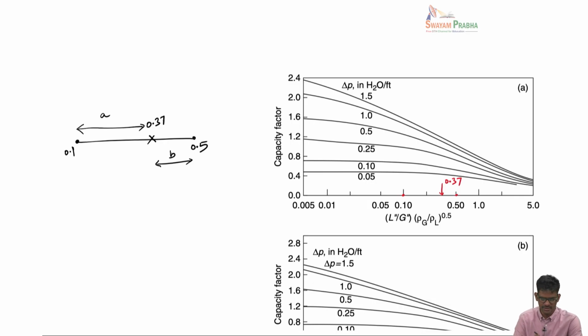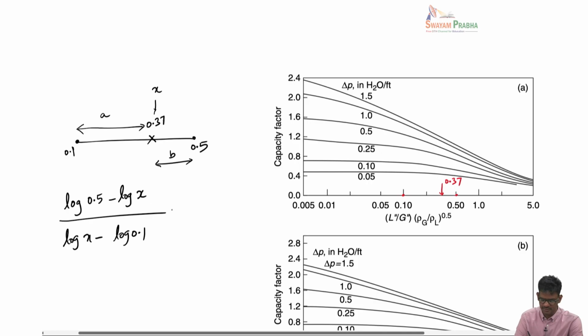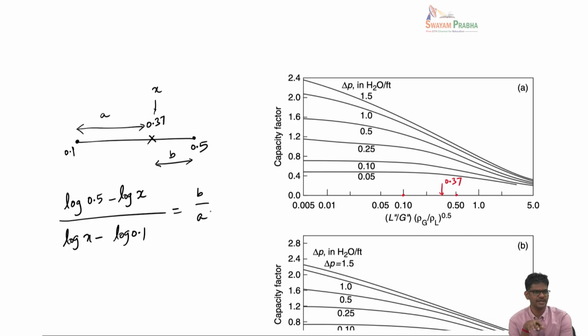So we say that the ln or log, you can use either way, let's use log of 0.5 minus log of x, where x is the location I have to find, divided by log of x minus log of 0.1. This would be equal to b over a, since log of 0.5 minus log x is actually b, and log x minus log 0.1 is actually a. So if I measure the segment lengths of b and a, this relation should hold.